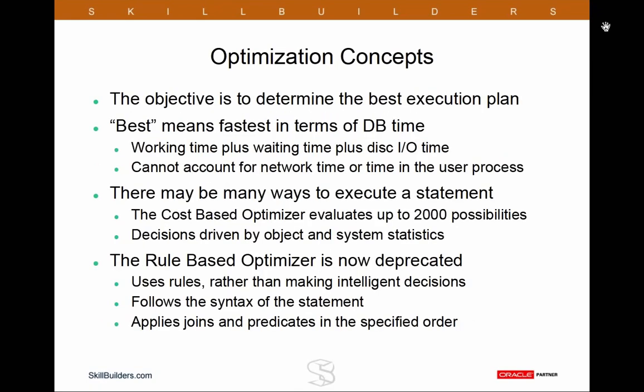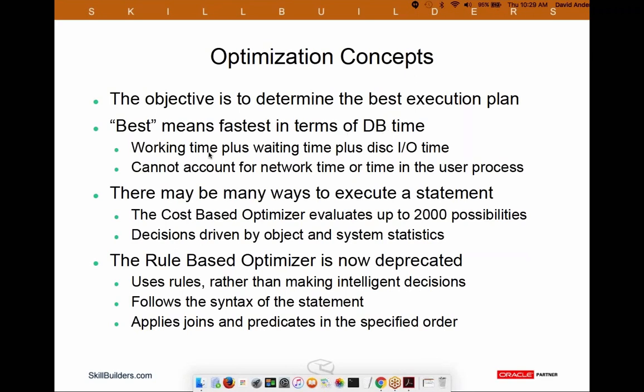Now, let's get to some optimization concepts. Earlier, I said that during the hard parse, the Oracle database can do literally, for complex SQL statements, thousands of different permutations, compare thousands of different execution plans. I think it's 2,000 by default. And the objective is to come up with all these different execution plans and then choose the lowest cost. And here we introduce the term database time. This is a term that Oracle's been using for several releases right now. So you'll need to become familiar with the notion of database time. And best execution plan means fastest in terms of database time.